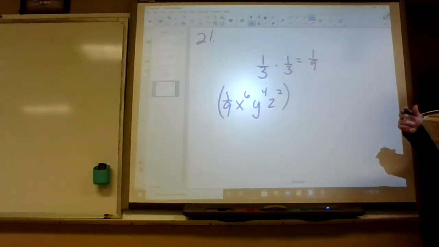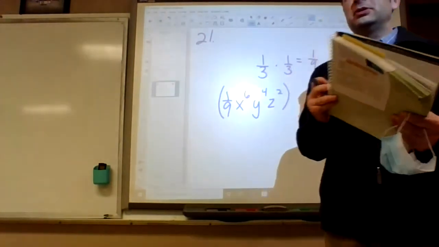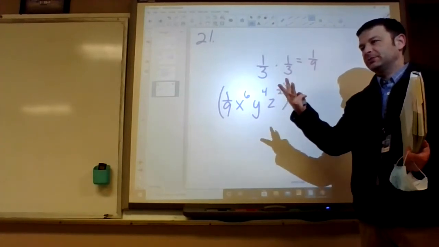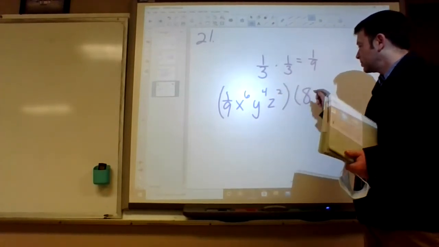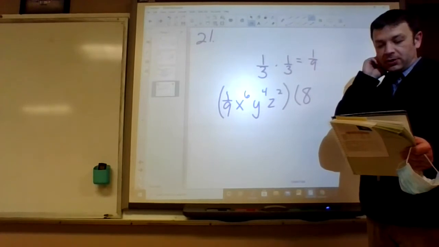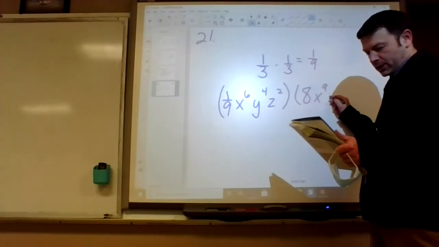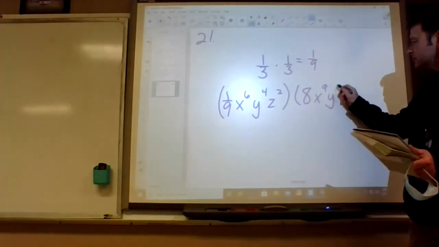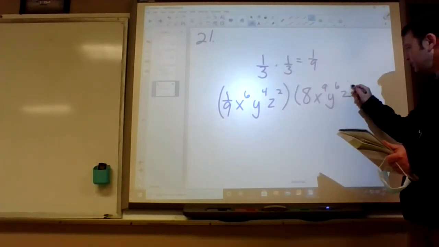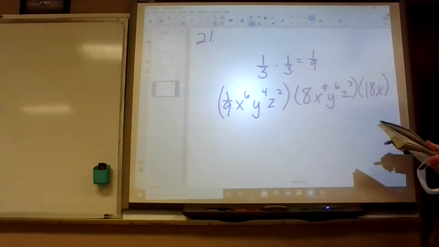On the second parentheses, we have to cube it. So what is 2 to the 3rd power? Normal 2 to the 3rd power. 2 times 2 times 2 is 8. 2 times 2 is 4, times 2 is 8. And then what's x to the 3rd to the 3rd? 9. And what do we got in y's? Y to the 2nd to the 3rd. 6. And z to the 1 to the 3rd. 3. And the last parentheses doesn't have an exponent on it, so I'll just copy it down.